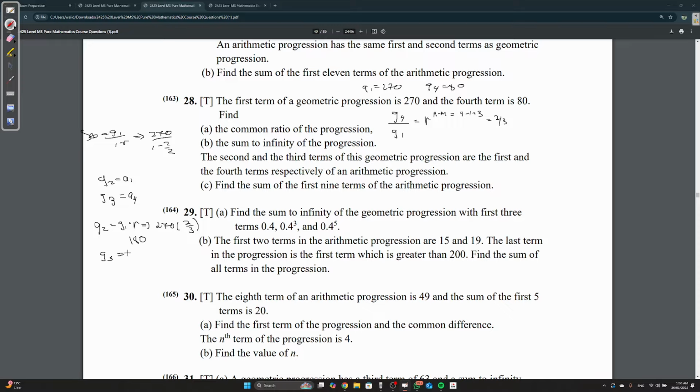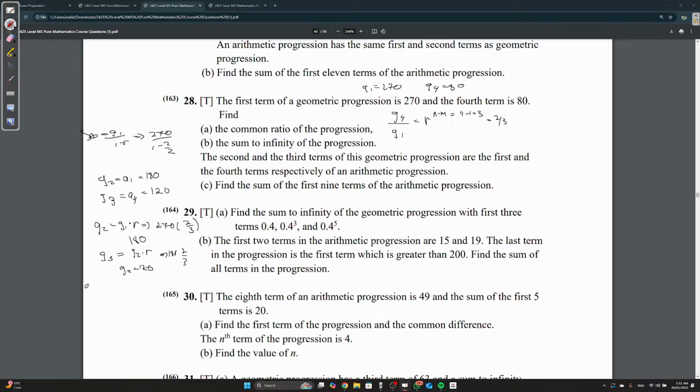g3 is equal to g2 times r, or you could say g1 times r squared. So I'll just say g2 times r. So it's 180 times 2 over 3, 60 times 2, 120. So g3 is equal to 120. So a1 is equal to 180, a4 is 120. They want the sum of the first 9 terms. So obviously we need the difference first. So we have a1, 180, a4, 120.